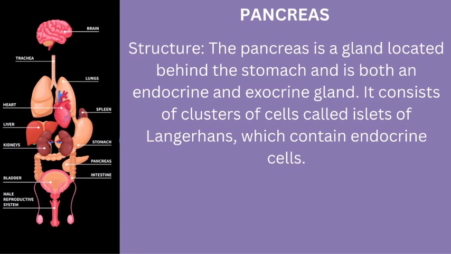Now the fifth is pancreas. Structure. The pancreas is a gland located behind the stomach and is both an endocrine and exocrine gland. It consists of clusters of cells called islets of Langerhans, which contain endocrine cells.